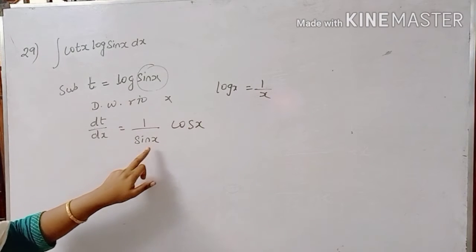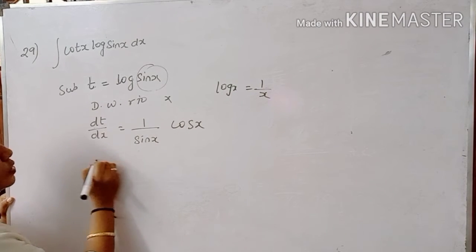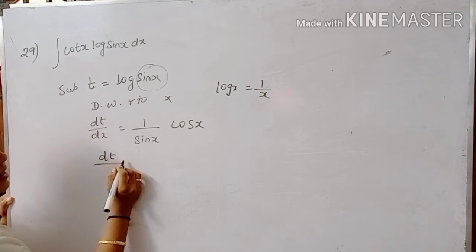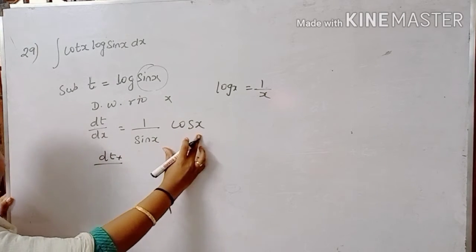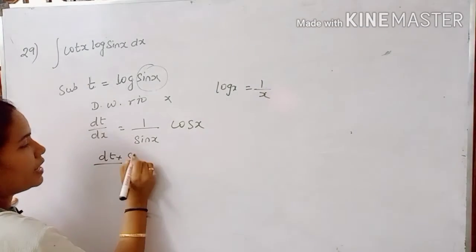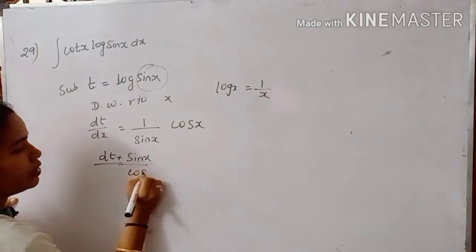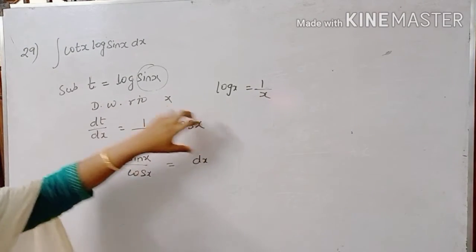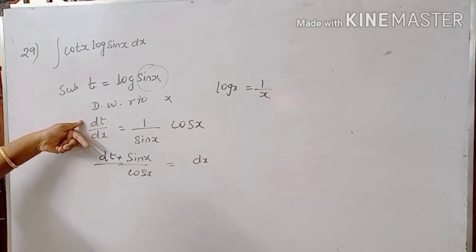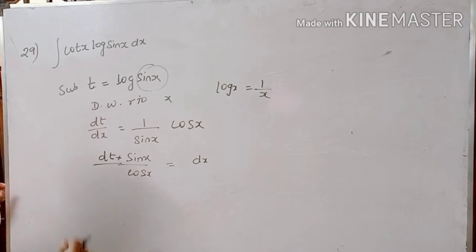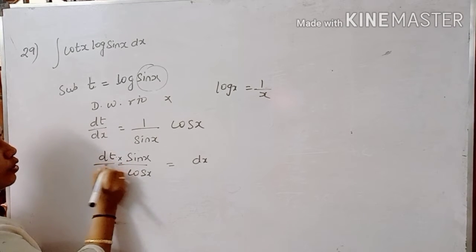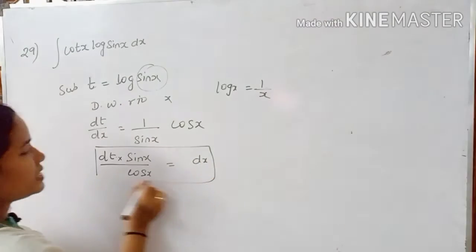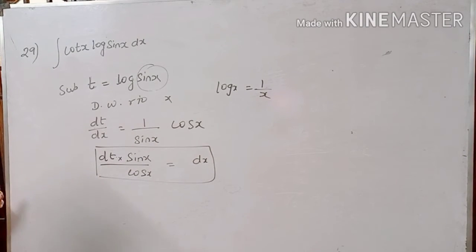Okay, so cos x divided by sin x. So dt divided by cos x divided by sin x, you can write it as cot x, or we can also write it as sin x divided by cos x equal to dx. That is, if this dx goes there, cos x by sin x gets reciprocal and we get sin x by cos x. So we get the value of dx to be dt into sin x divided by cos x.